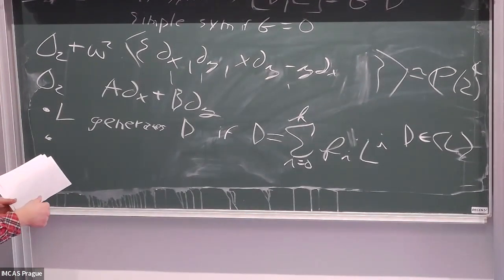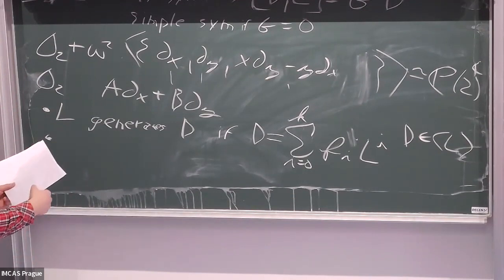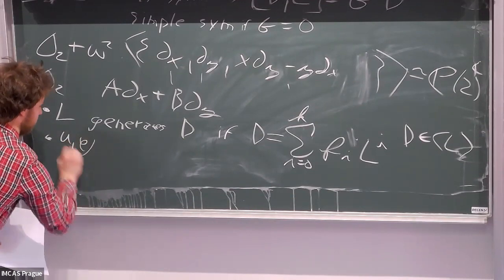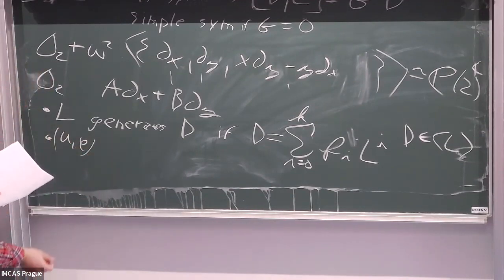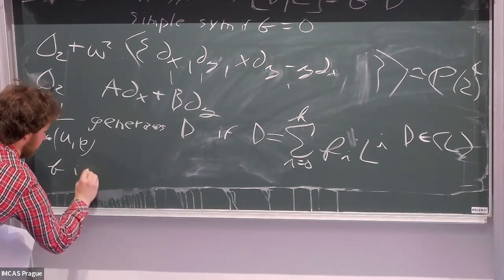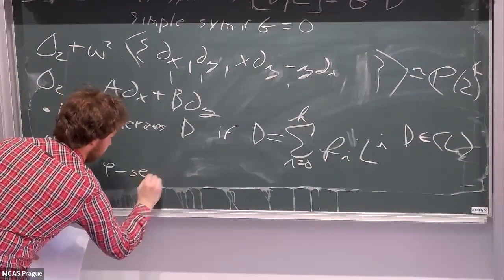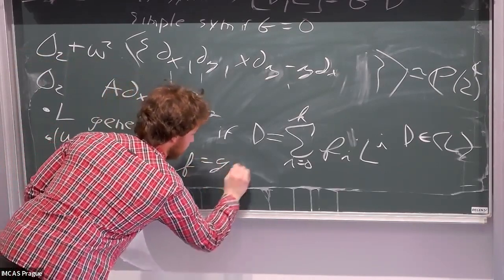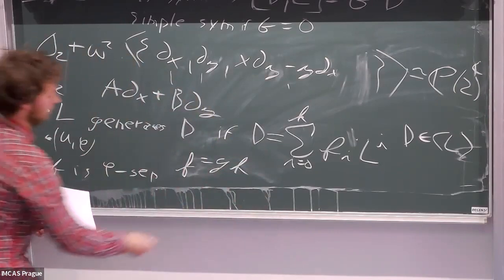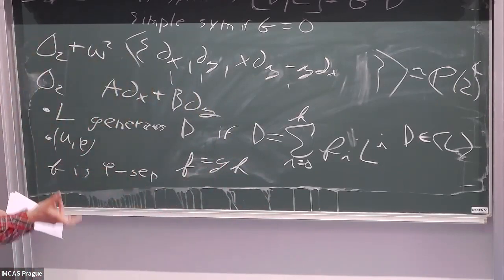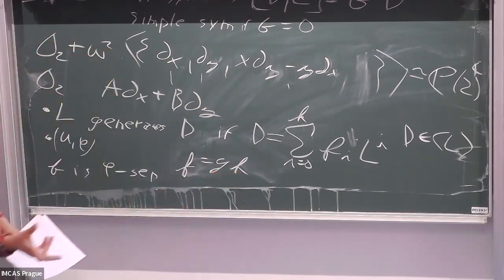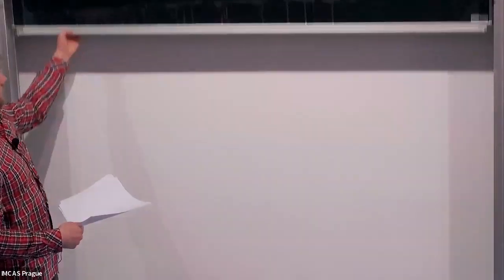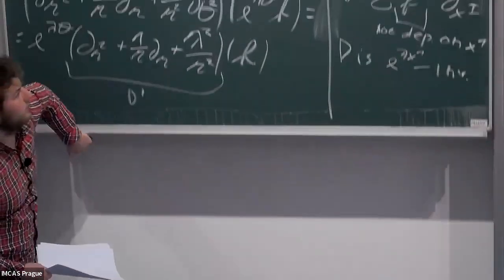And the final definition: if I have a coordinate chart U, phi, I say that F is a phi-separated solution if F can be written as GH, such that G depends on the first K coordinates and H depends on the last N minus K coordinates, which is very basic. I just wanted to remain formal.